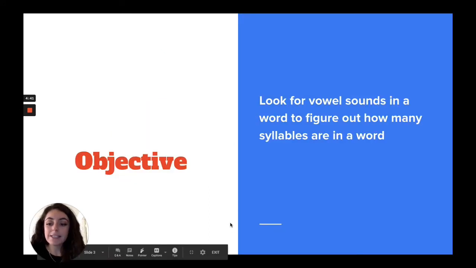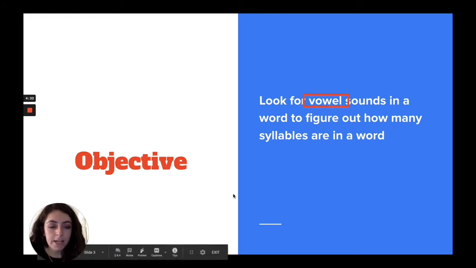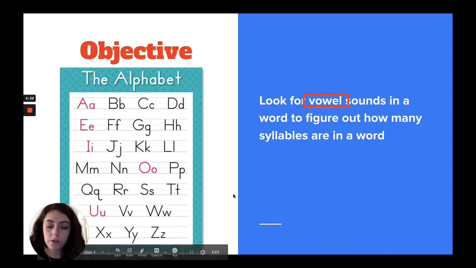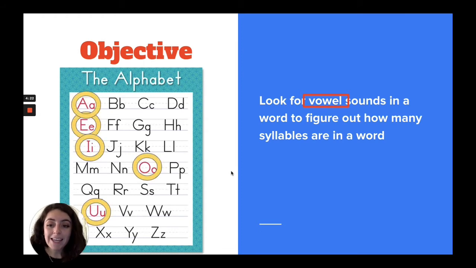All right, today what we're going to do is look for vowel sounds in a word to figure out how many syllables are in a word. Now, vowel, we know what a vowel is. We've talked about what vowels are. Can you look for the vowels in this alphabet? Correct. The vowels are A, E, I, O, U, and sometimes Y. But today, we're only going to focus on A, E, I, and U. But we're going to focus on the vowel sounds.